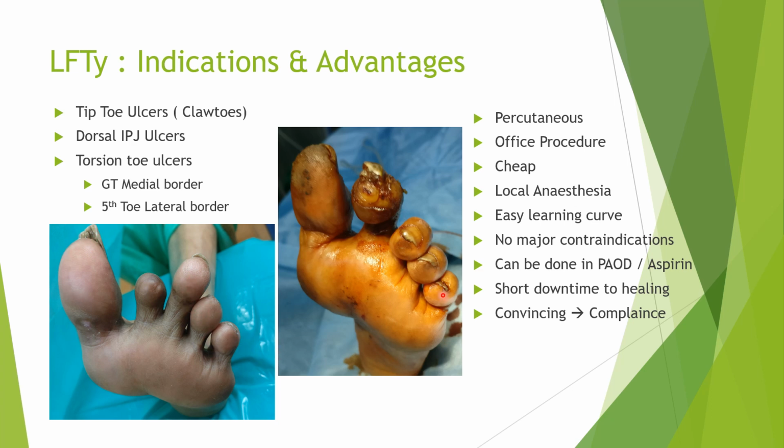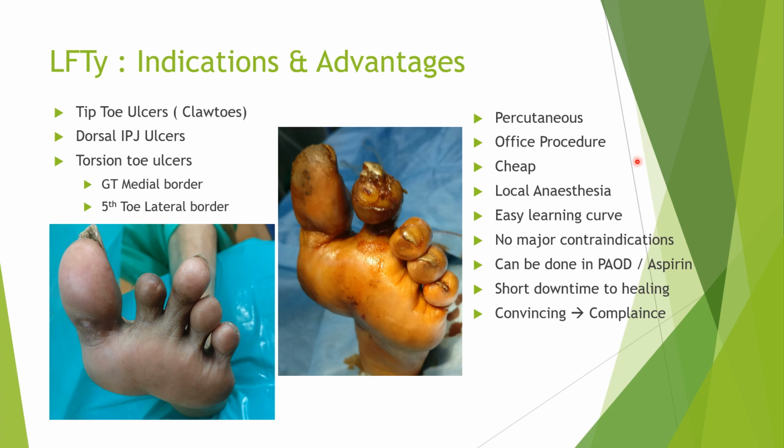If this had not been done prophylactically, the patient would have ended up with transfer ulcers subsequently in each of the toes, and each of the toes would have gone for the same eventuality as that of the second toe ulcer. So, long flexor tenotomy is also indicated for dorsal ulcers over the IP joints in a severe claw deformity, where the joint hits against the footwear and the patient may develop an ulcer. It is also indicated for torsion ulcers that occur on the sides of the little toe as well as the great toe.